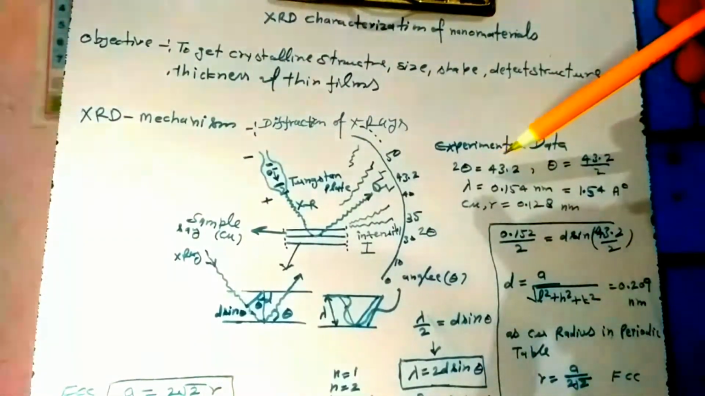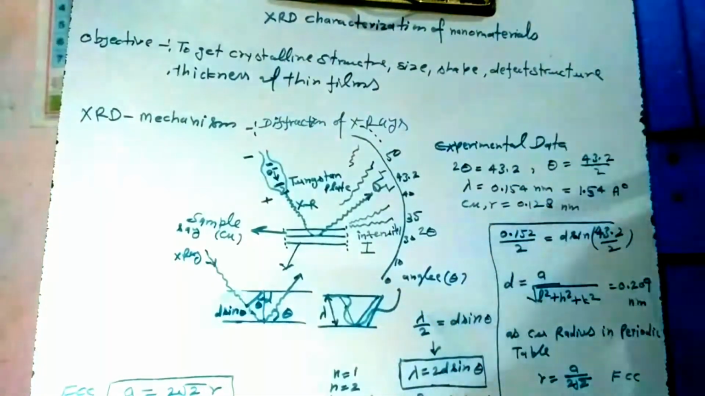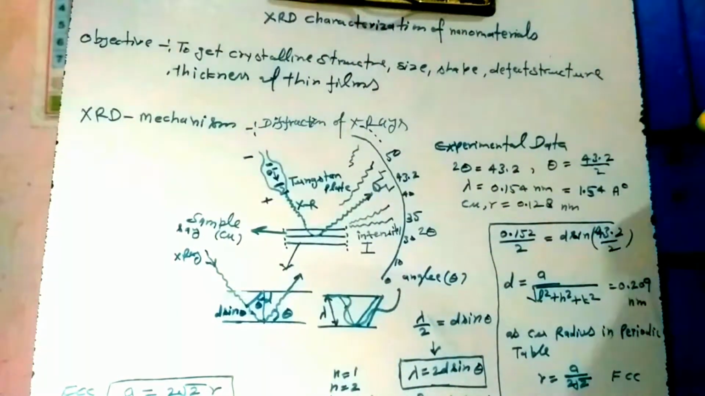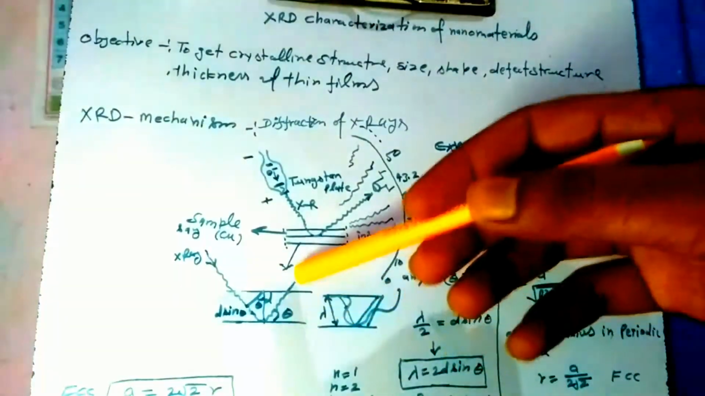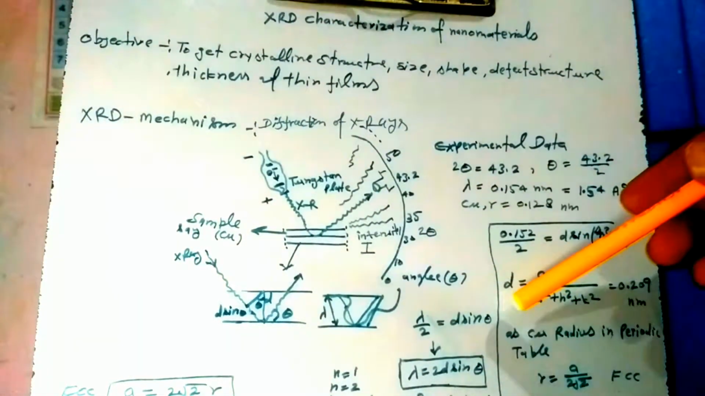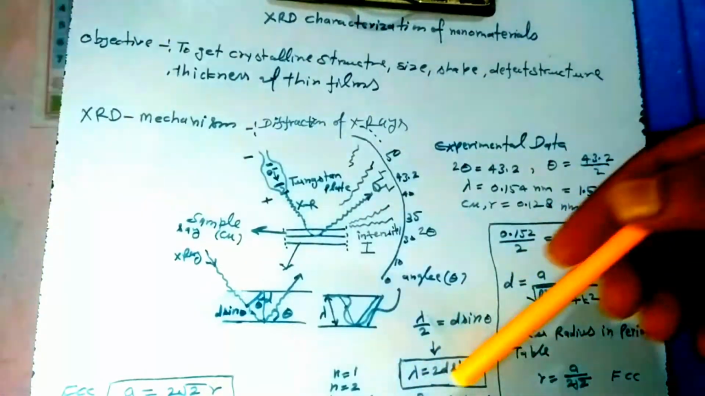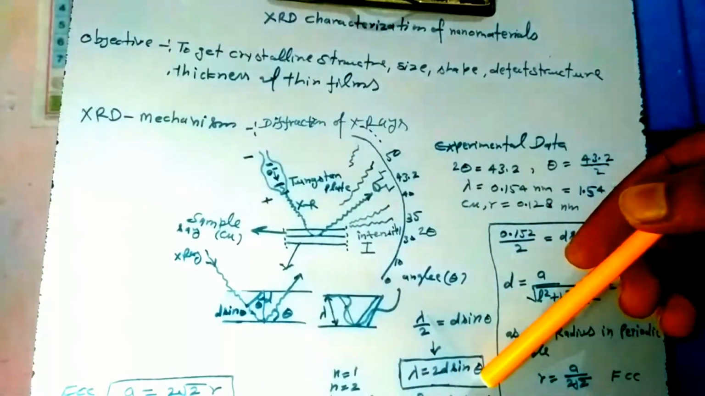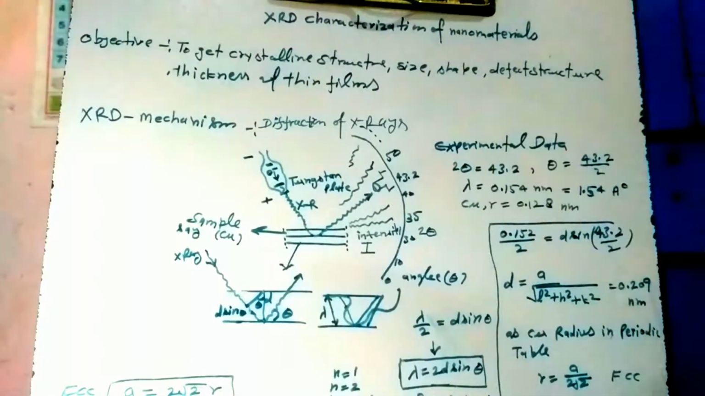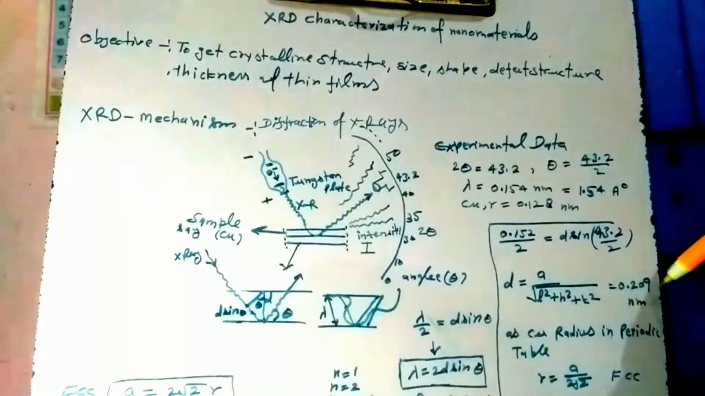When we put these data into Bragg's equation, then we can measure d, the distance between two atomic layers of copper as our sample. So d becomes like that. We are putting the wavelength here, you know that. I know theta. Then d is equal to 0.209 nanometer.